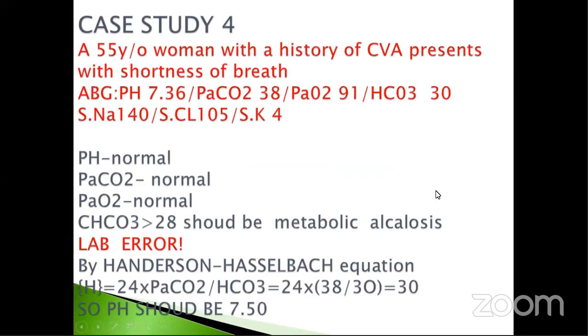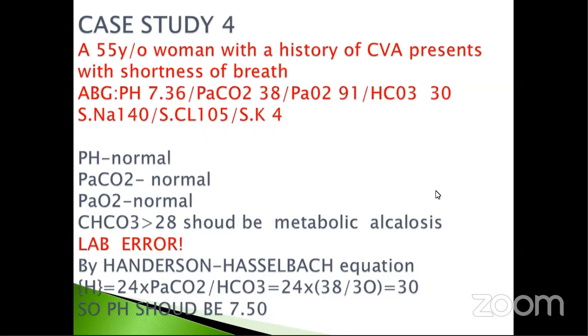Okay, can you tell me the normal range of bicarb and PaCO2? So the normal range of bicarb is 22 to 26, and normal PaCO2 is 35 to 45. Yes, exactly, 35 to 45. If you memorize the normal readings, it will be easy to read ABG. So most important, memorize the normal readings of ABG.